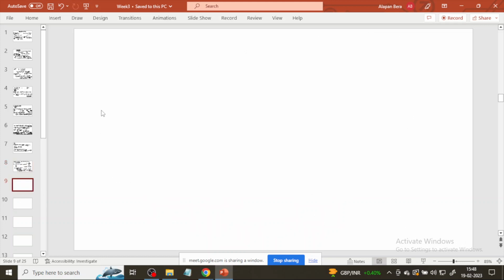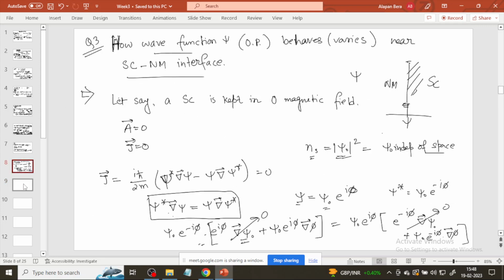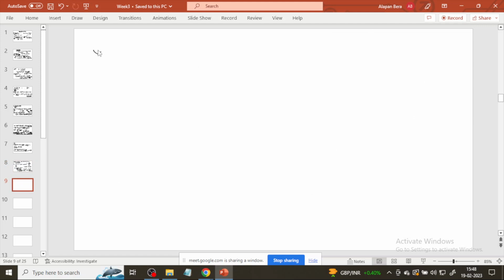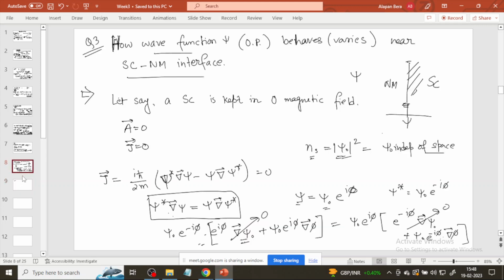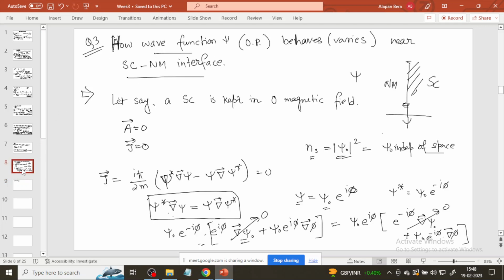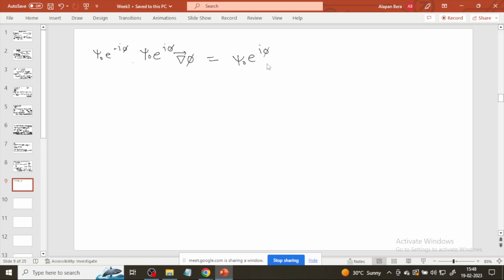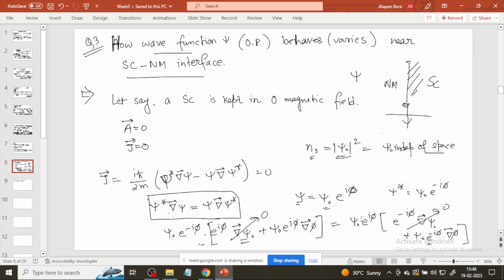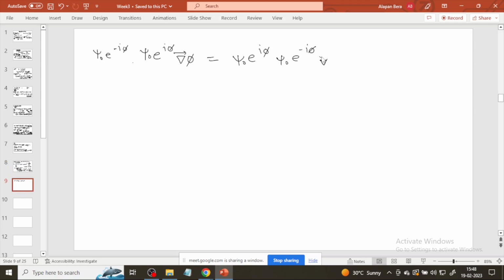So now we are left with psi naught e to the power minus i phi into psi naught e to the power i phi into gradient of phi, sorry, phi, not psi, and this term is psi naught e to the power i phi into psi naught e to the power minus i phi into gradient of phi. Okay, so this is here.